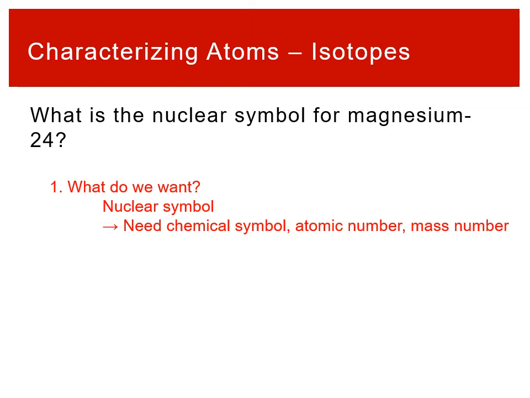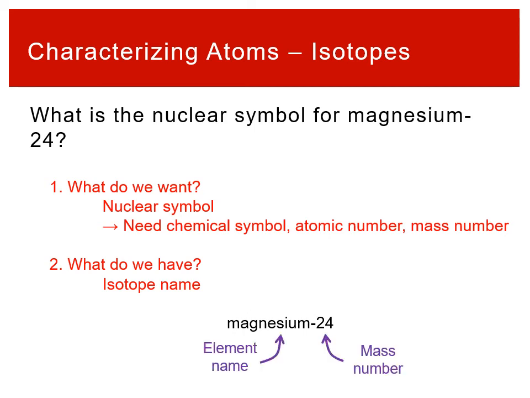So there are 3 parts to a nuclear symbol. We're going to need the chemical symbol, the atomic number, and the mass number. The information that we're given is the isotope name. What we're looking at is magnesium-24 as my isotope name. That magnesium-24 has 2 pieces of information inherently in there that we need to be able to parse out by knowing this format. Magnesium is the element name, and 24 is the mass number.